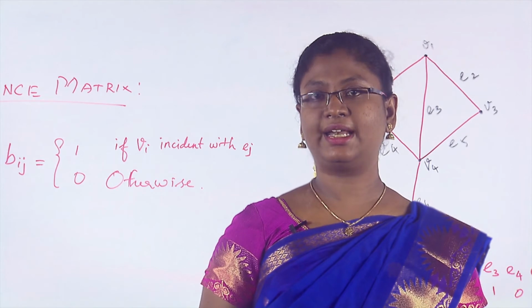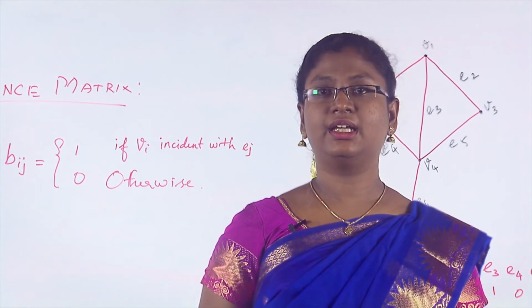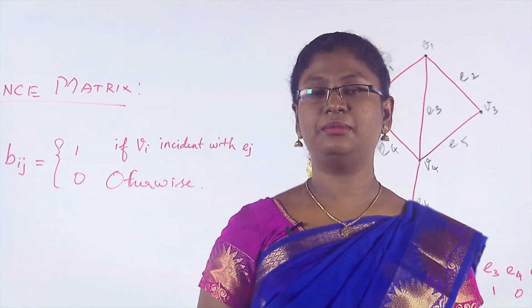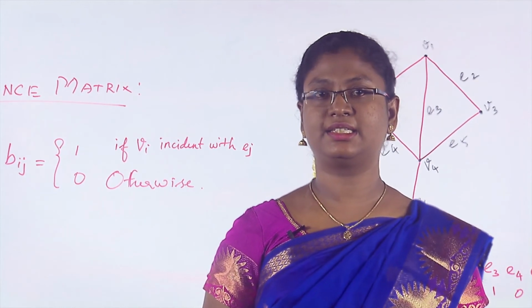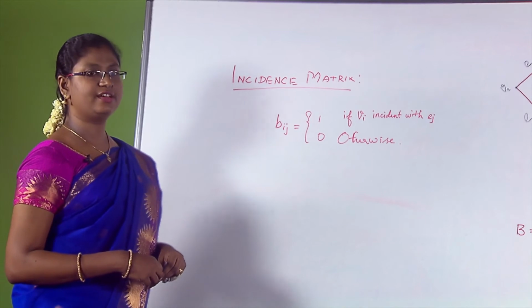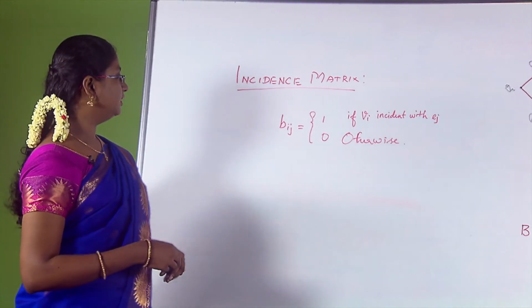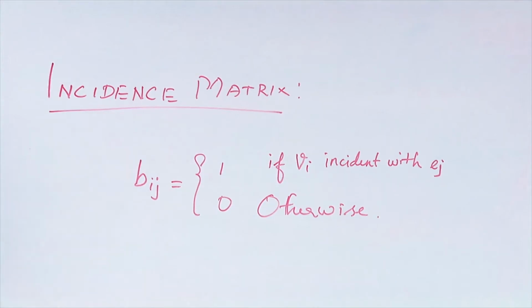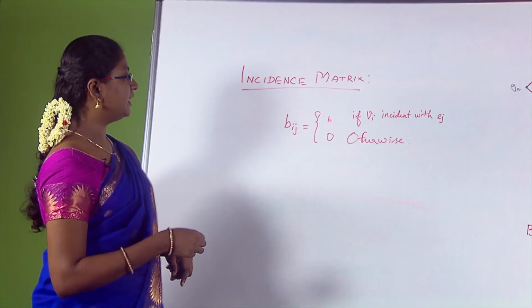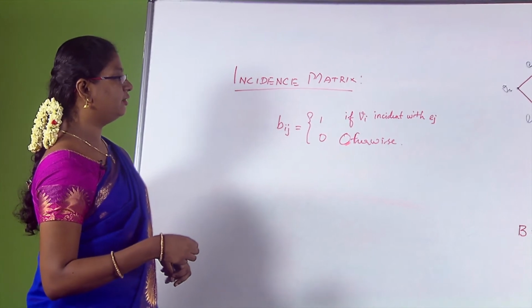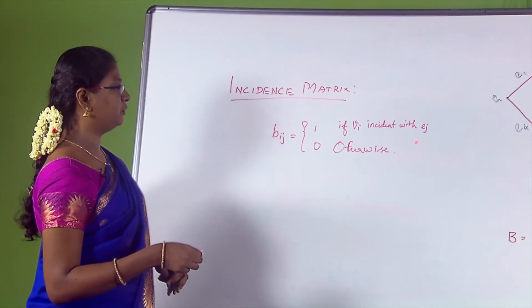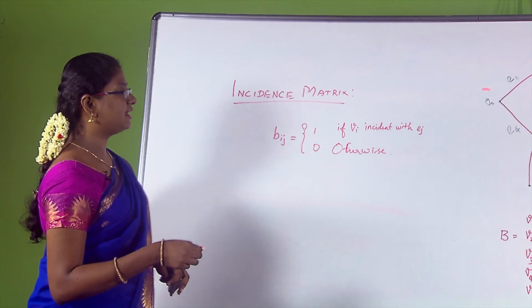If G is connected with n vertices, then the rank of B is n minus 1. Now let's see examples of incidence matrix. As we have seen in the definition of incidence matrix, the ijth entry of the incidence matrix, denoted by Bij, is equal to 1 if Vi is incident with Ej, and 0 otherwise, that is, if Vi is not incident with Ej. We shall see examples now.